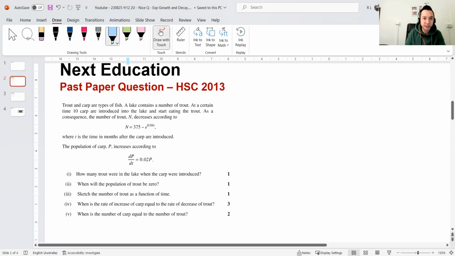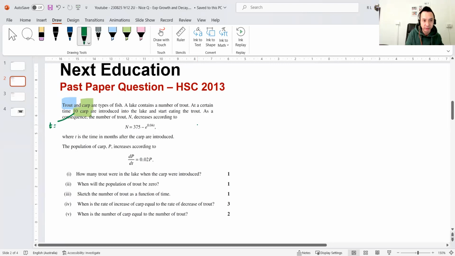This question introduces trout and carp. Anything related to trout, I'll highlight in blue, and anything related to carp, I'll highlight in green. You might have seen this question before. It's a nice one. A lake contains a number of trout. At a certain time, 10 carp are introduced. So 10 carp are introduced into the lake. Maybe I'll annotate it as I go.